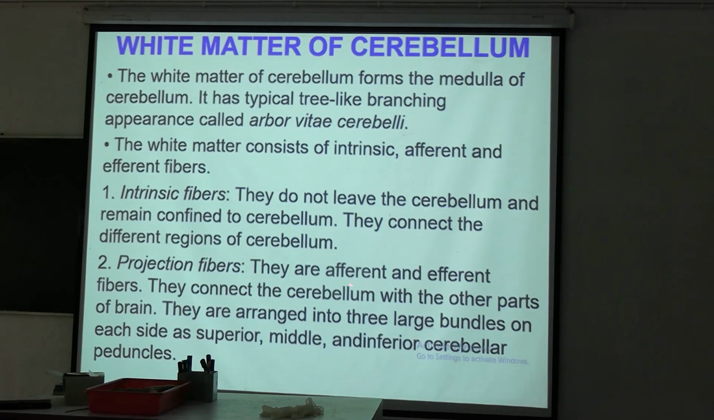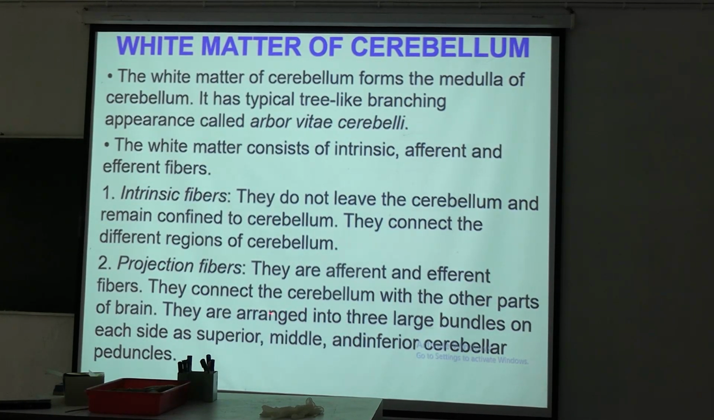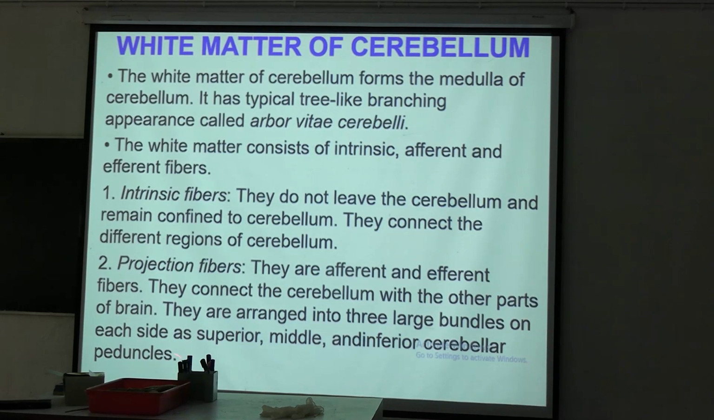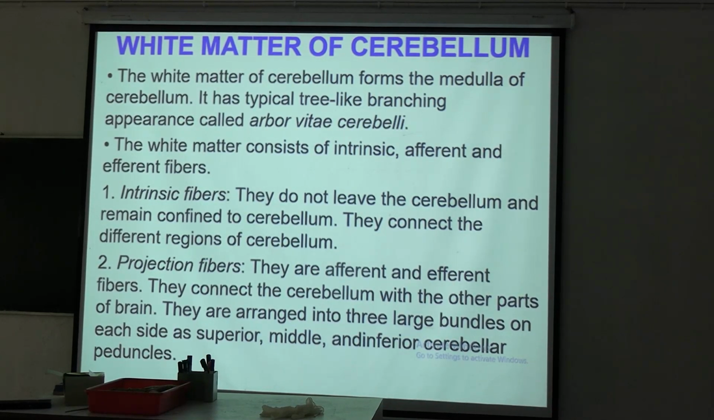They connect the different regions of the cerebellum. Projection fibers are afferent and efferent fibers. They connect the cerebellum with other parts of the brain and they are arranged into three large bundles on each side as the superior, middle and inferior cerebellar peduncles. Okay, projection fibers.